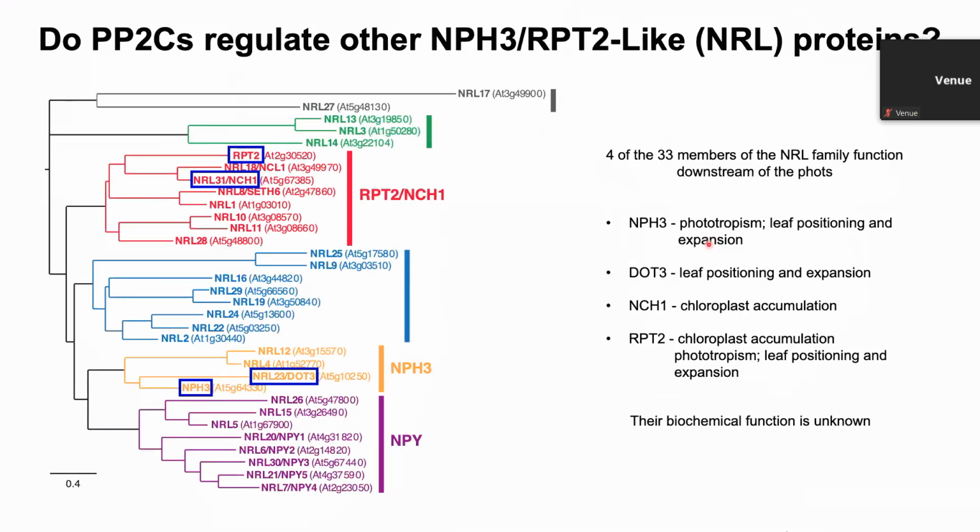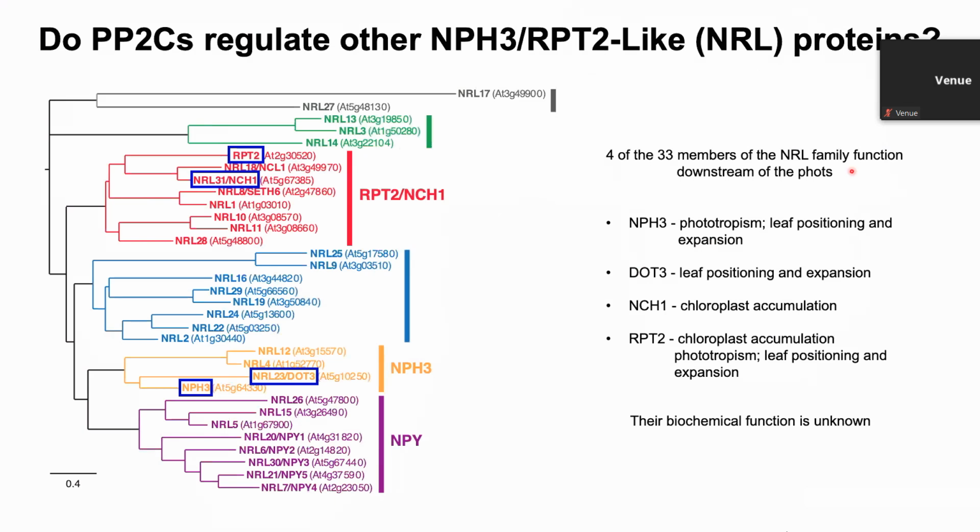membrane. So just in the final stages of the talk, is this only applicable to MPH3, or does it apply to other members of what Christian referred to, this NRL family? So this is the MPH3 RPT2-like family in Arabidopsis. There's 33 members. Four of these members we know function downstream of phototropins.